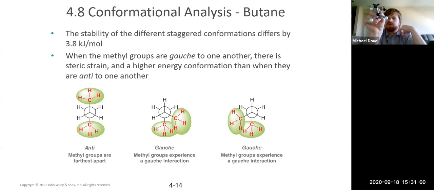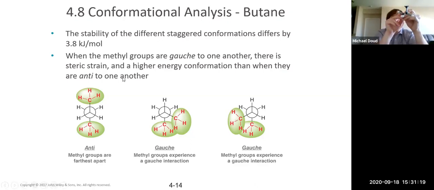Gauche is like French for left. It's just like when they're kind of close together, you can think of it that way. And yeah, it's just this steric strain that's imposed when you have a really big group staggered next to, 60 degrees away from, another big group. So again, we have these.